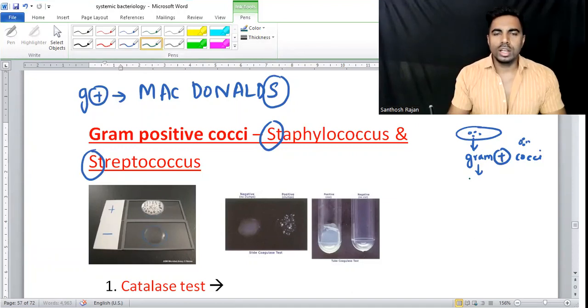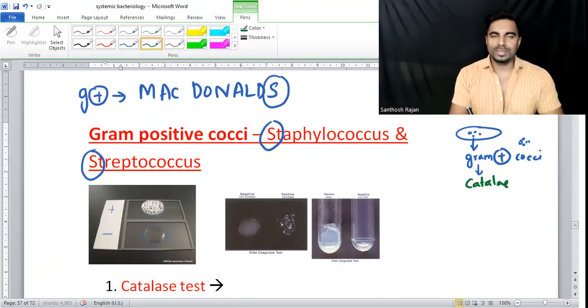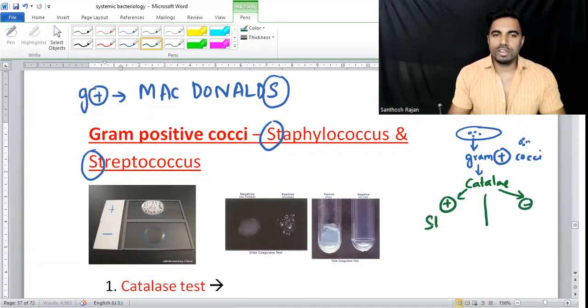Which test is that? That is your catalase. The first test is catalase. See this picture? The effervescence or bubbles you're seeing, that is the catalase test. If it is positive, it is your staphylococcus. It could be any staphylococcus. If it is negative, then that is strepto. That is separate, you will leave it.